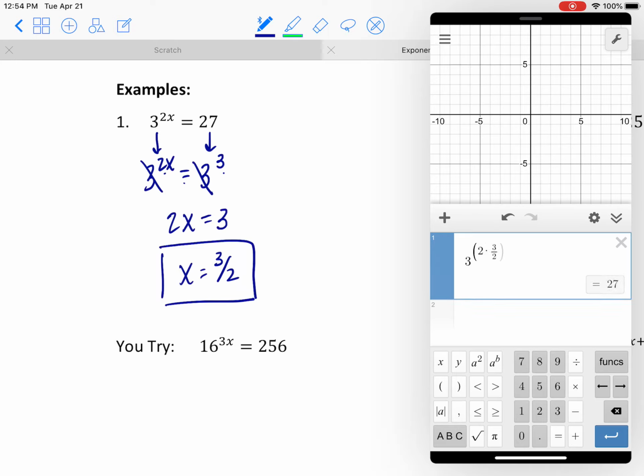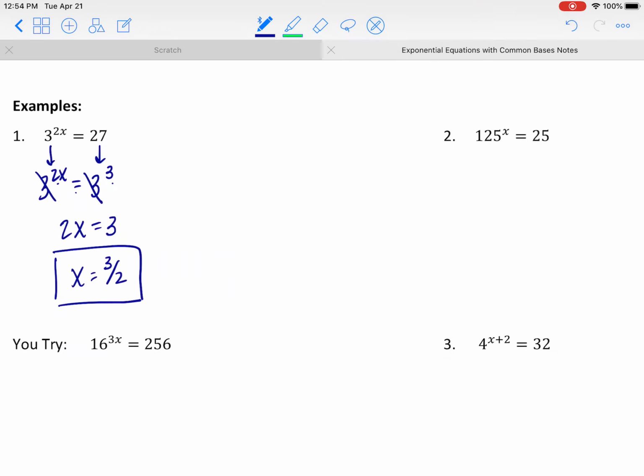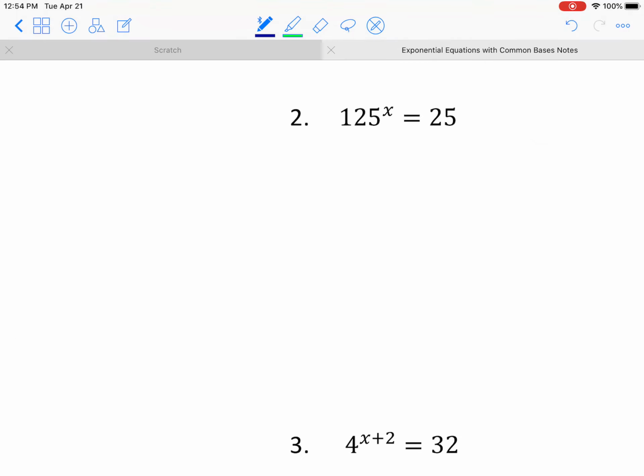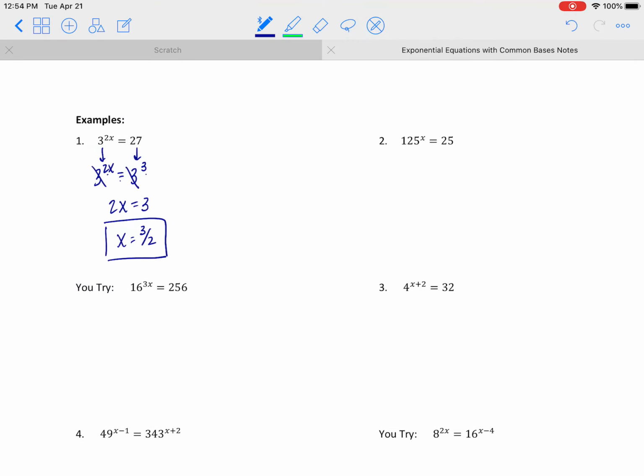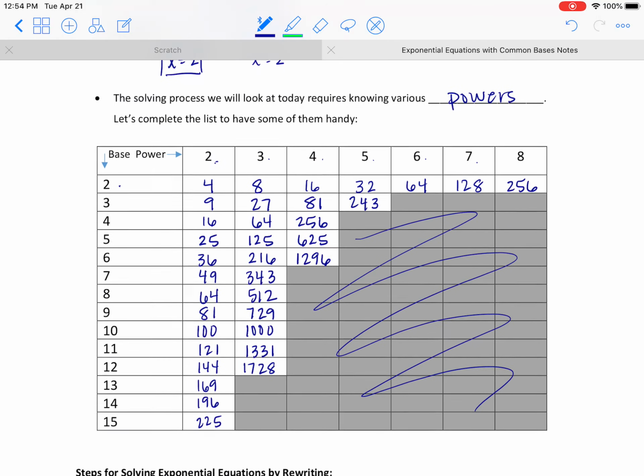2 times, come on cursor, times 3/2 power, and that does in fact get us 27. Okay, so we can verify with our calculator. All right, let's try that again.